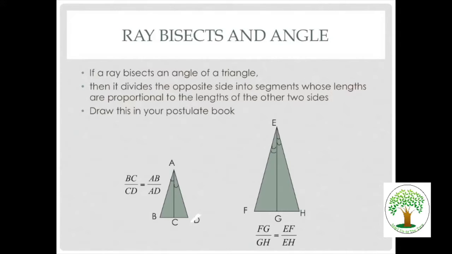I'll do this for us. Okay, we have a ray that's bisecting, and it's cutting it into two pieces. It's cutting it into little a and little b. And these sides over here are little c and little d. Are you with me so far?